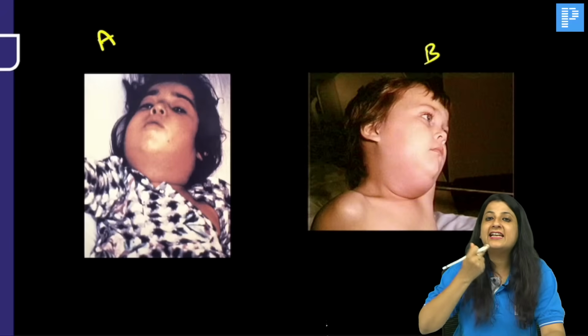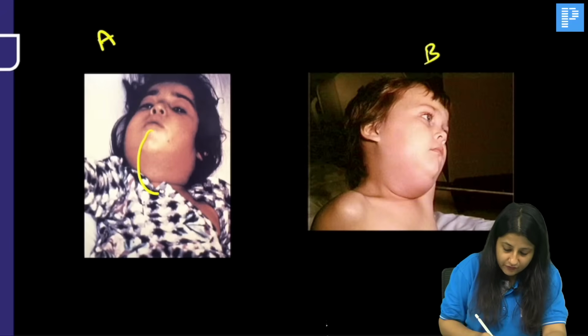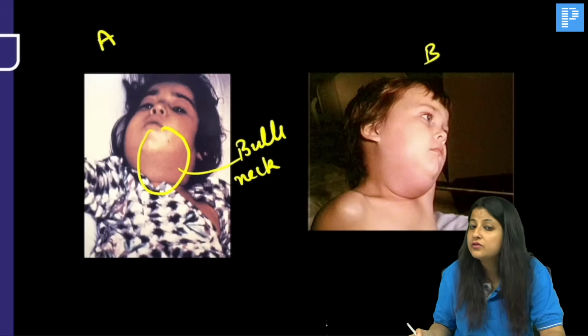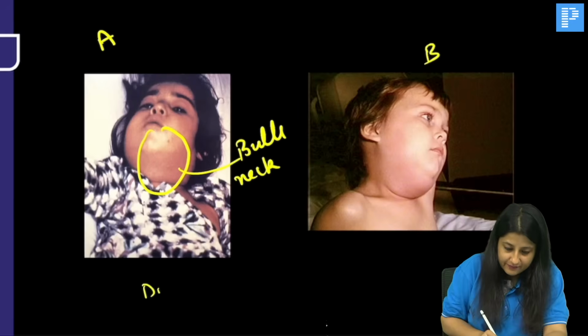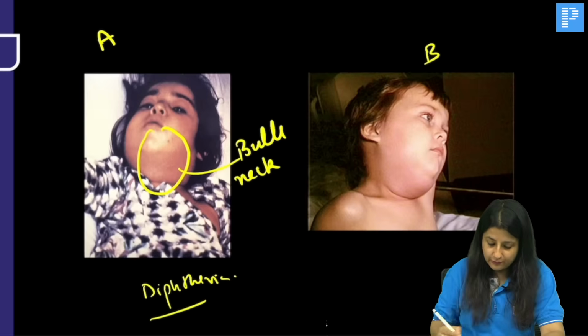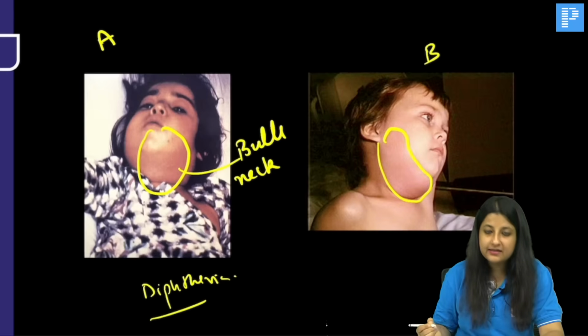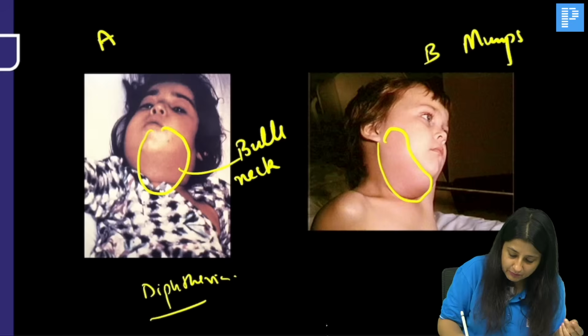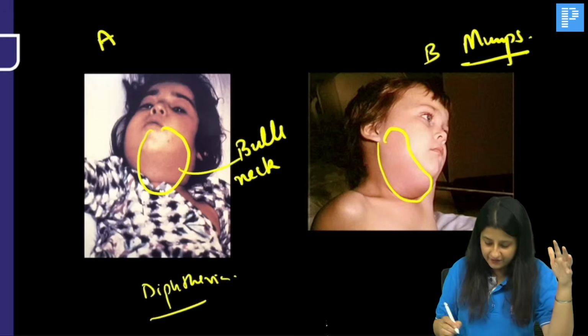Image A, anterior portion of the neck. This over here, the characteristic is bull's neck. That is why I put both the images together so you don't get confused. This is bull's neck, this one is your diphtheria. And what is B? B is the unilateral swelling of the parotid gland. This is mumps, a very favorite question.